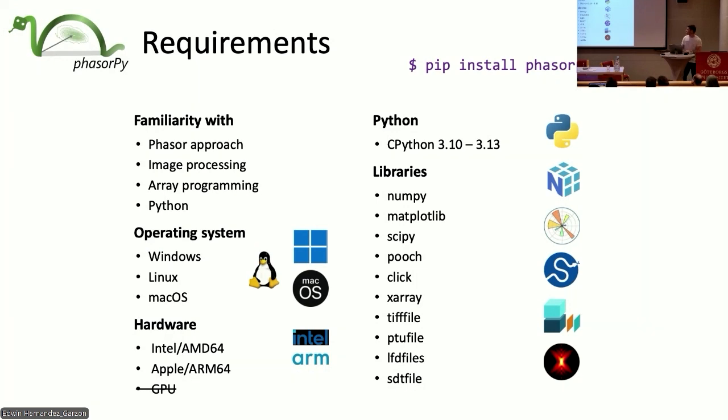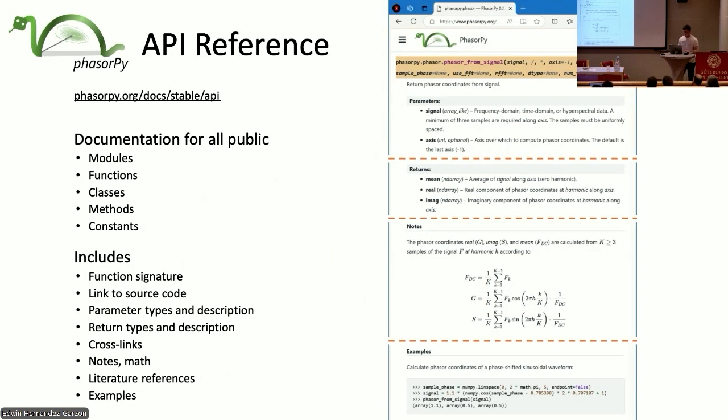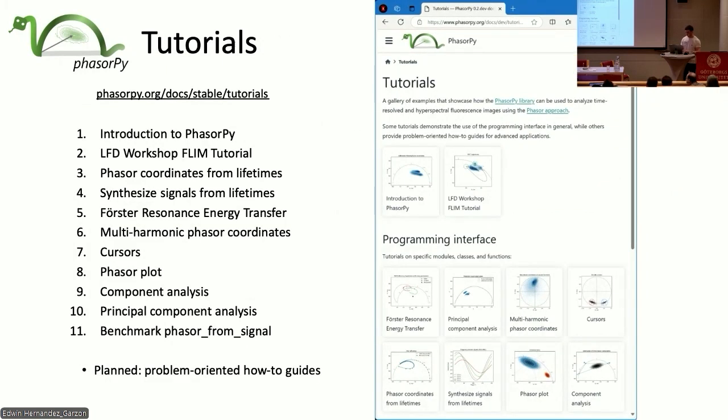The requirements to use the library: you basically need to know the phasor approach, a little image processing, array programming, and Python. It's for Windows, Linux, and Mac. It's based on Cython, actually, and some libraries. All the file reading comes from Christoph's libraries. And it looks something like this if you enter the web page. This is the API reference. For each module we are developing, we have tutorials with examples and results.